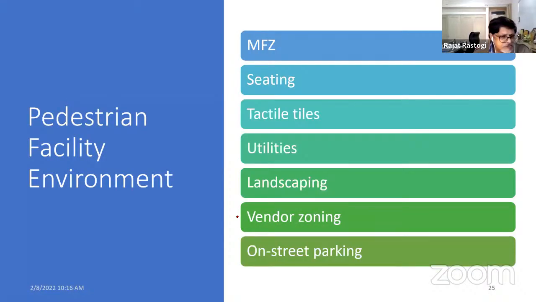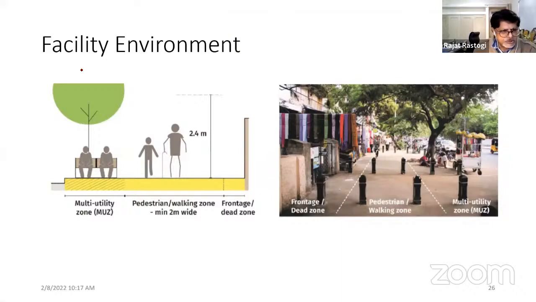Now let us look at the next thing, which is the pedestrian facility environment. This is talked about in terms of multi-function zone, seating, tactile tiles which I've already talked about, then utilities, landscaping, vendor zoning, and on-street parking. So it clearly says that there should be an area adjacent to the pedestrian walking space where various activities can be done. Here one activity is people sitting on given benches. It can be used for vendors. It can be used for any other requirements, say the plantation of trees, etc.